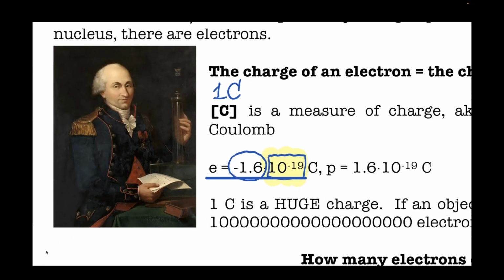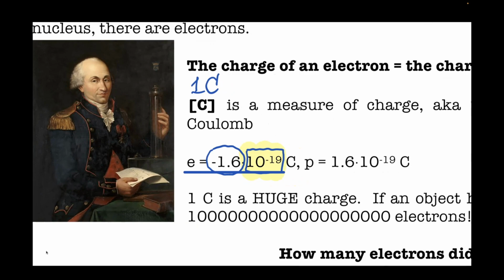Negative 1.6 times 10 to the negative 19th coulombs is the charge of an electron. Well, then what is the charge of a proton? Why are atoms neutral? Because a neutral atom has the same number of protons and electrons. The number of neutrons can differ, and we can end up with isotopes. The charge of an electron and the charge of a proton are equal and opposite, so plus and minus. You do not have to memorize it. You just need to know how to manipulate.